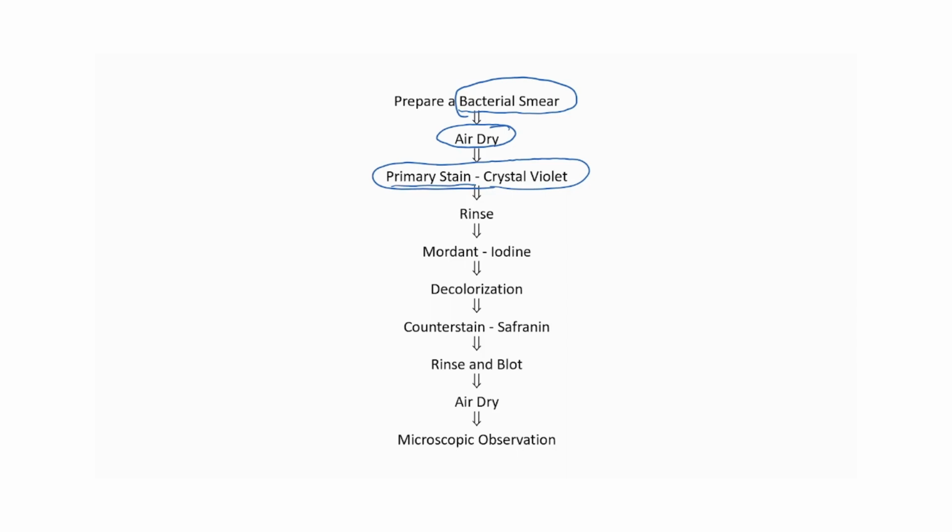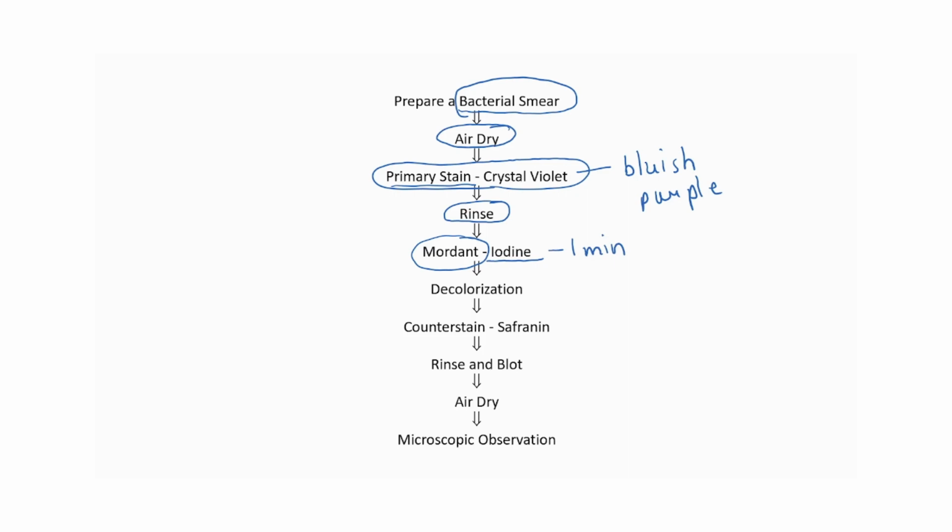What does the crystal violet do? It makes the cell bluish purple in color. So what do we do after it? We rinse the slide gently, and then we treat it with another stain, which is iodine, and we call it a mordant. Why do we use iodine? This step is required to enhance the retention of stain. So we stain it with iodine and wait for 1 minute.